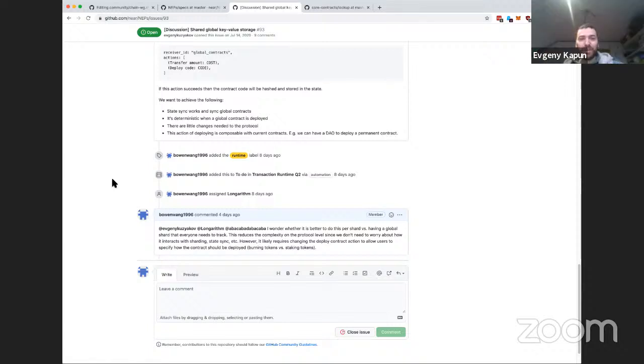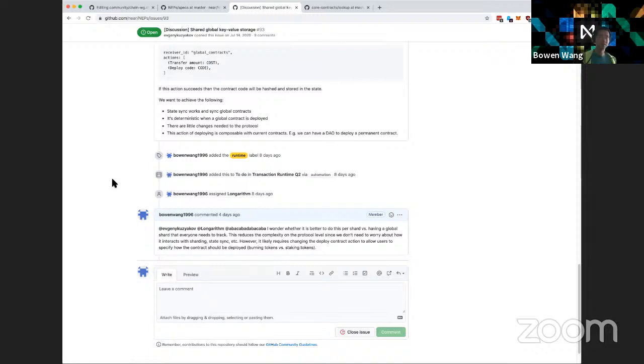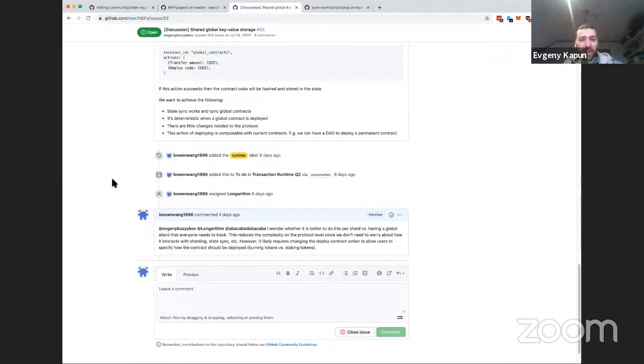Well, do you want to make it cheaper to refer to existing code than to deploy the same code once again? Yes. Well, then it's a problem because possibly we later want to split this shard, so this code will need to be copied. So if a user pays less, then now it's underpaid. Yeah, I see what you mean.